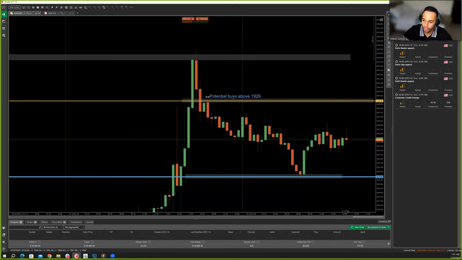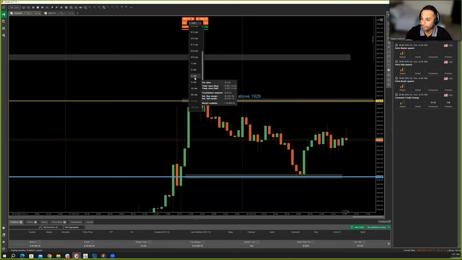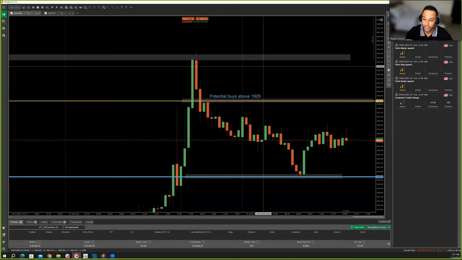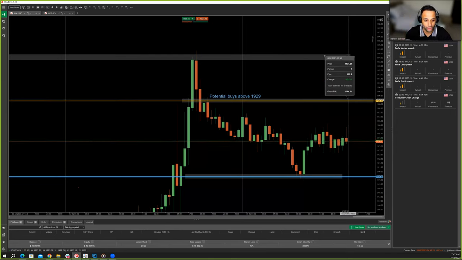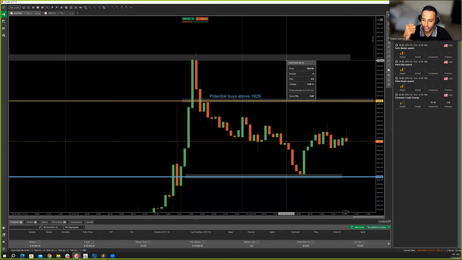Because if you look to the left hand side, you have a clean range going all the way from 1929 to 1934, and you can see that's a 50 pip range. If you're using, let's say, two lots, buys above 1929, your potential gain is around $1,000 right there.